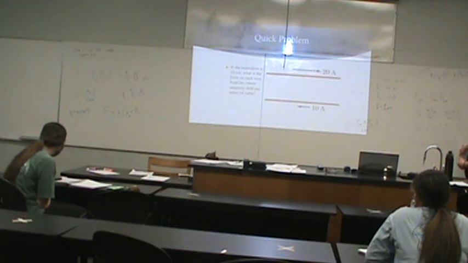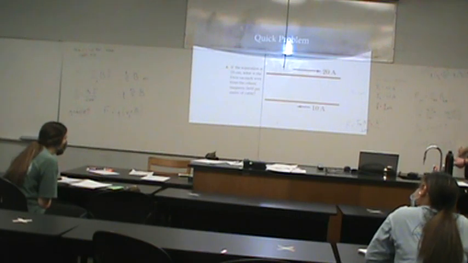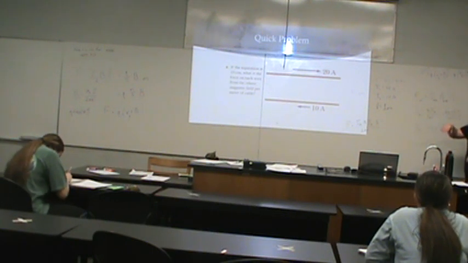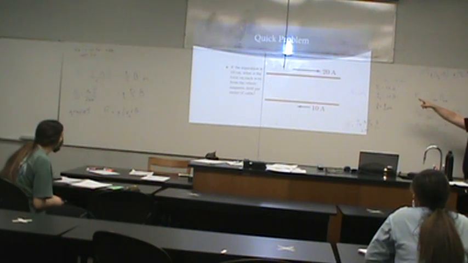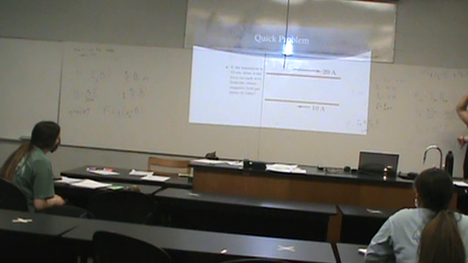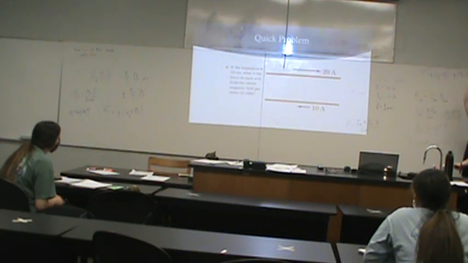And this should ultimately give us 40 times 10 to the negative fifth, which should be 4 times 10 to the negative fourth. Very good. And that would be a force. It is in newtons. And if you were asked for direction, since the currents are in opposite directions, it would be repelling. So both of these wires would be pushed away from each other.